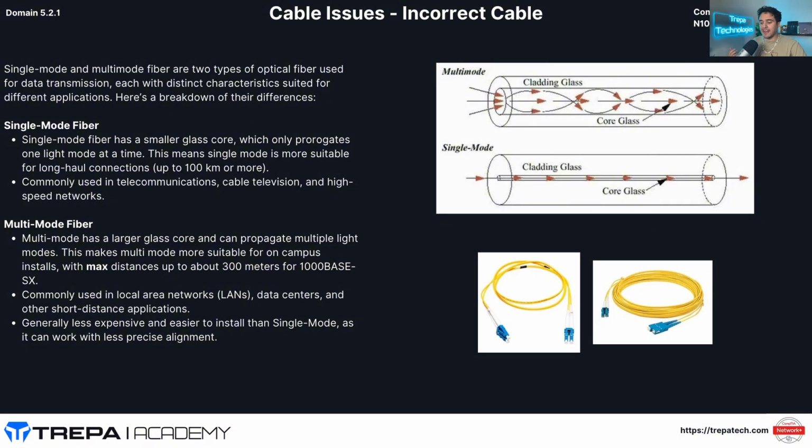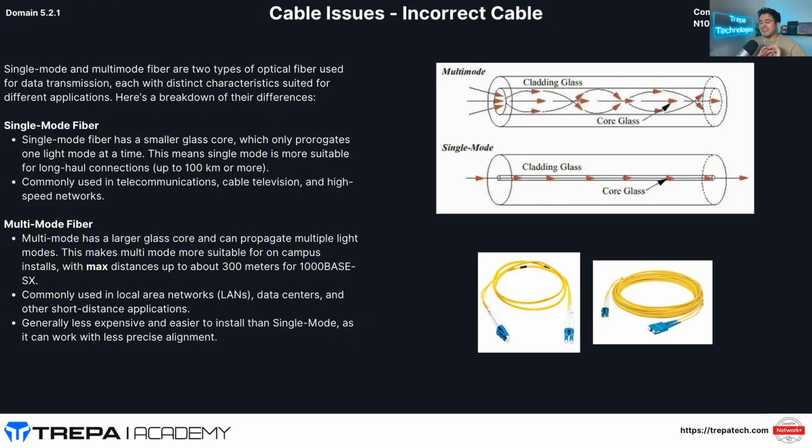Now with single mode fiber, we're going to have that glass core that's typically going to be like 9 microns in size, and this is only going to propagate one light mode at a time, which means our single mode is more suitable for long haul connections. It can go up to 100 kilometers or more. Our deep sea cables go obviously a lot longer than 100 kilometers, and those are fiber. So, multi-mode, single mode. We have our glass cores, single mode being 9 microns, smaller. Multi-mode being 50 to 62.5, I believe, microns.